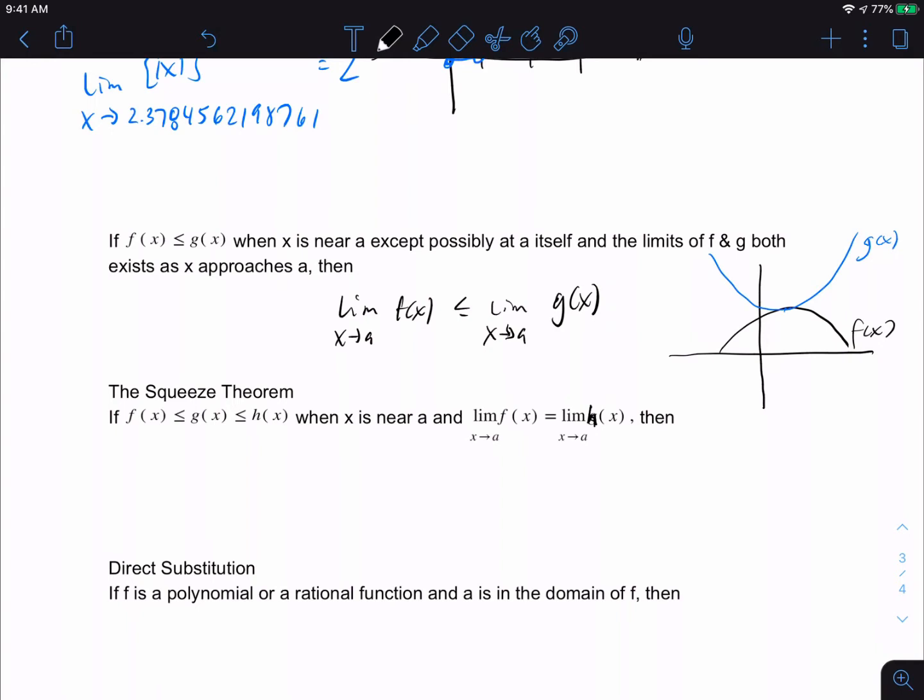I'll draw a picture, don't worry. So then what this is saying is the limit as x approaches a, and this should be equal to L. My bad. The limit of g of x will equal L. You guys want a picture, right? Okay, so picture. So here is my f of x function.